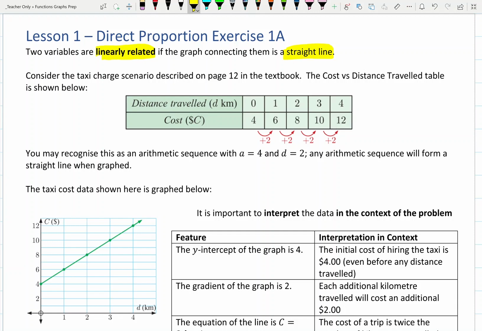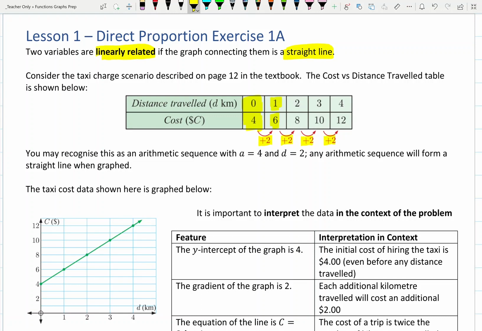And what you can see is that if we travel 0 kilometres, then it's still going to cost $4. So that would be the reasonably hypothetical scenario of hopping into the taxi, hopping straight back out. They're going to charge you $4 for the privilege of doing that. Then we can see that we add $2 for each kilometre. So if we travel 1 kilometre, then the cost is going to be $6, which is our initial $4 plus the $2 kilometre charge. And you can see that we're adding a constant each time.